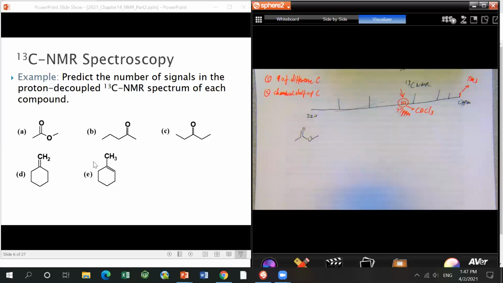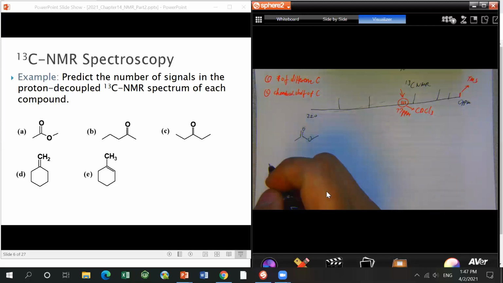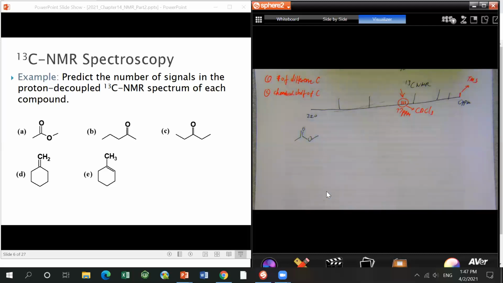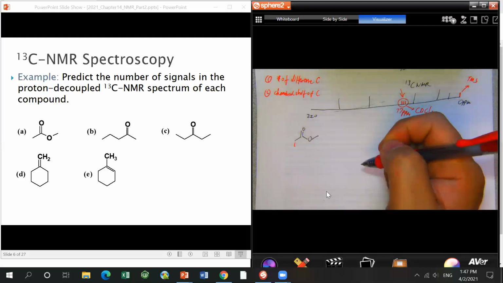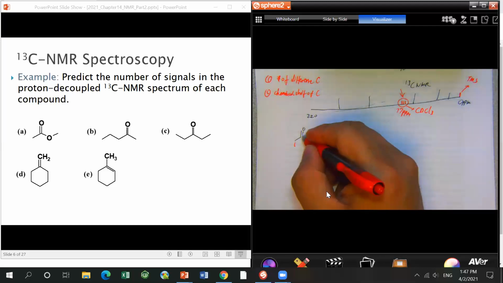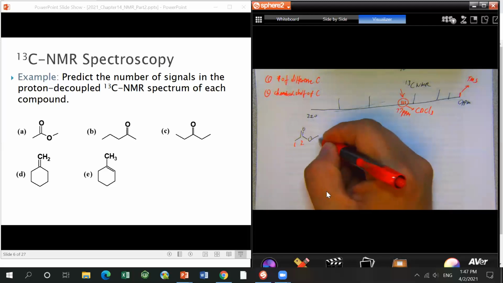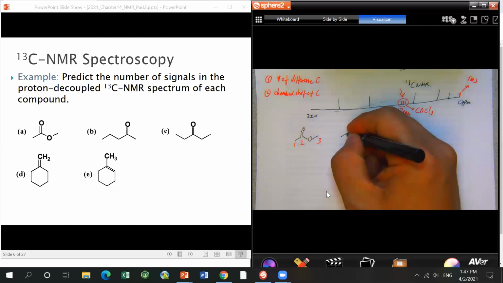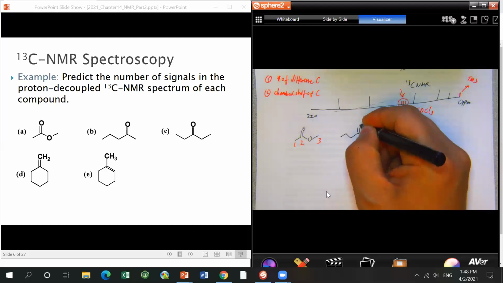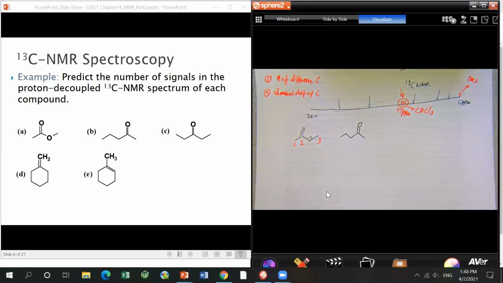Let's do this one by one. How many carbon signals should I see for A? Anyone can type your answer in the chat window. 3, that's pretty good. It should be 3, because this molecule has no symmetry, and don't forget the carbonyl carbons, 2 and then 3. Good. Right, so how many carbon signals should we see for B, this one? 4. Does anyone get more than 4?